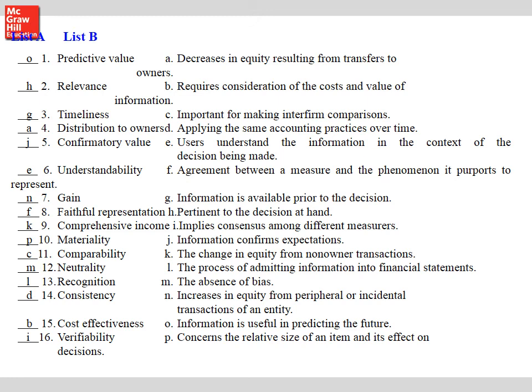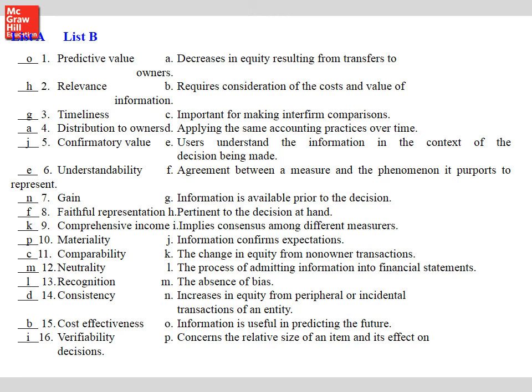Comprehensive income are the change in equity from non-owner transactions. And as we go through this semester, we're going to talk a lot more about comprehensive income. Materiality concerns size of an item and its effect on decisions. Comparability, C, important for making interim comparisons.